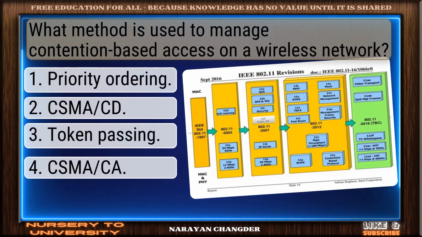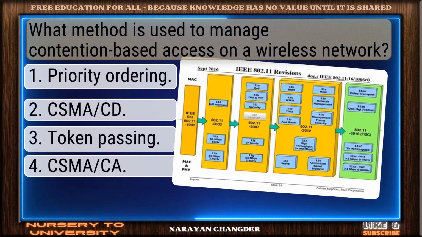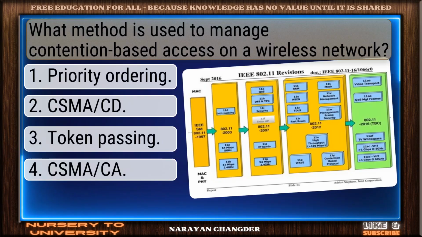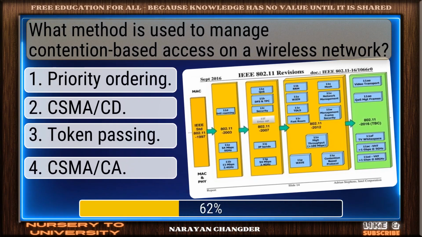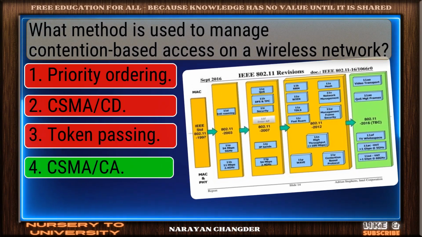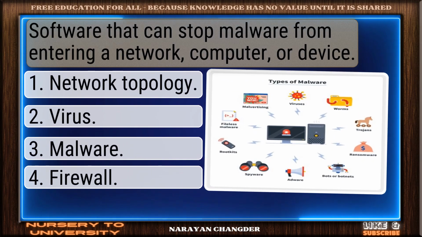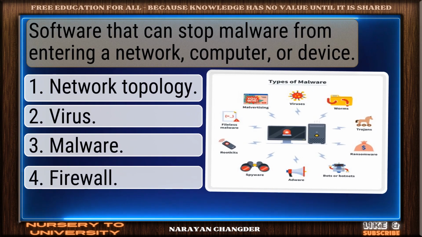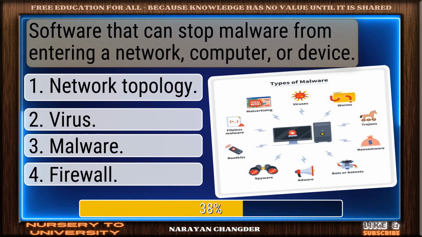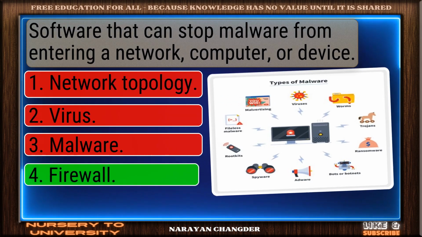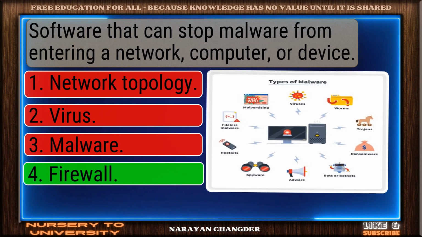What method is used to manage contention-based access on a wireless network? Good job. CSMA/CA works well. Software that can stop malware from entering a network, computer, or device. Bravo. Firewall is the answer.